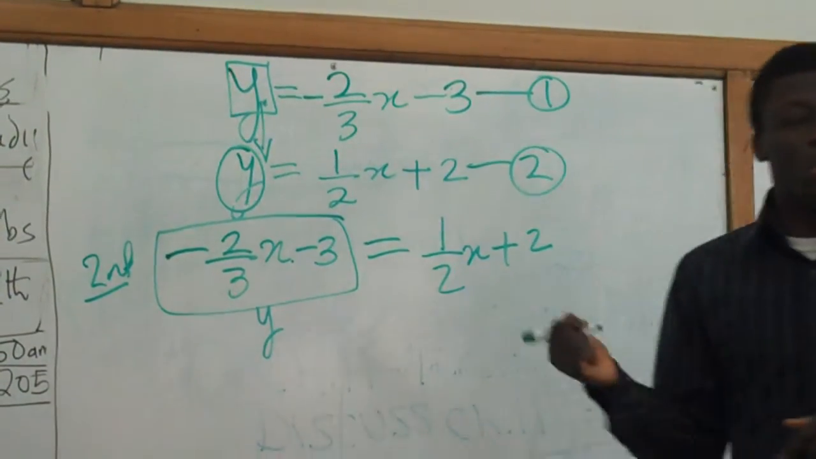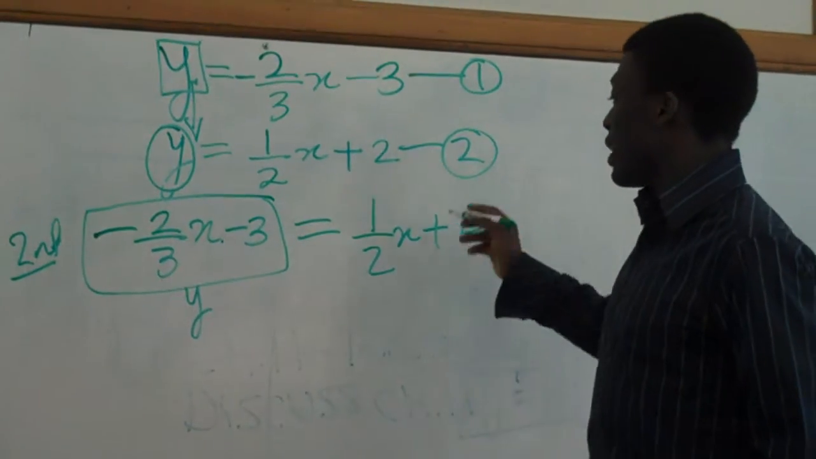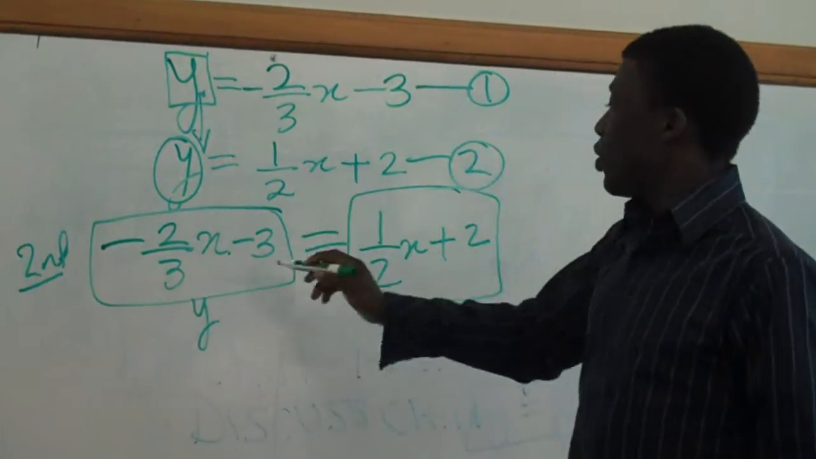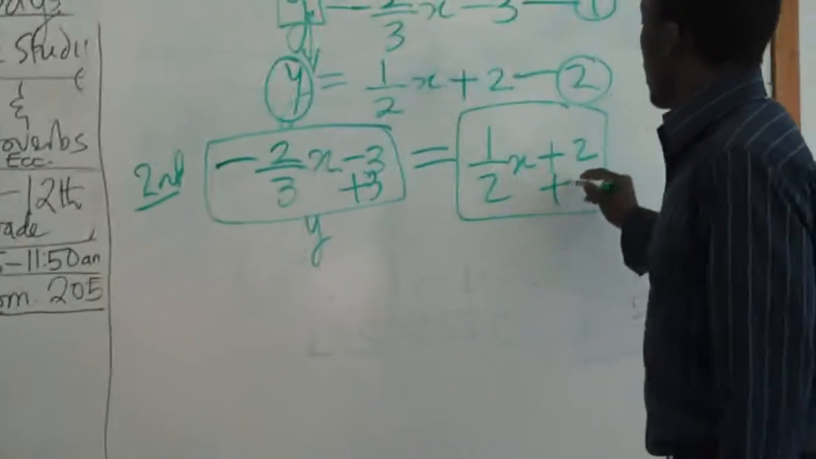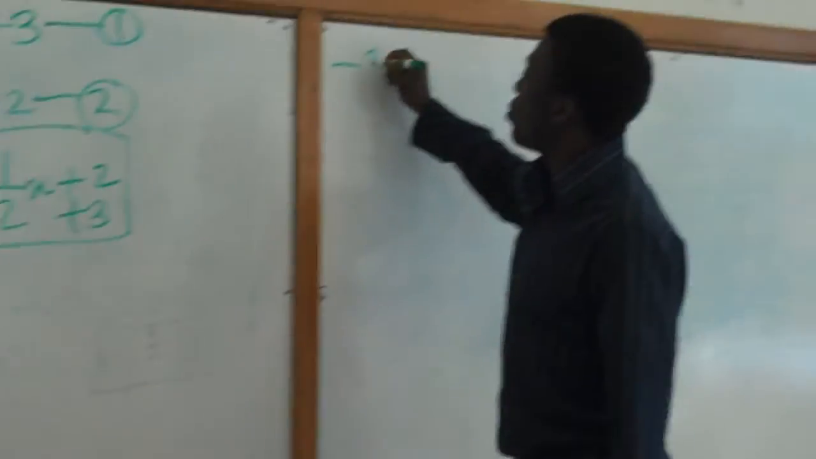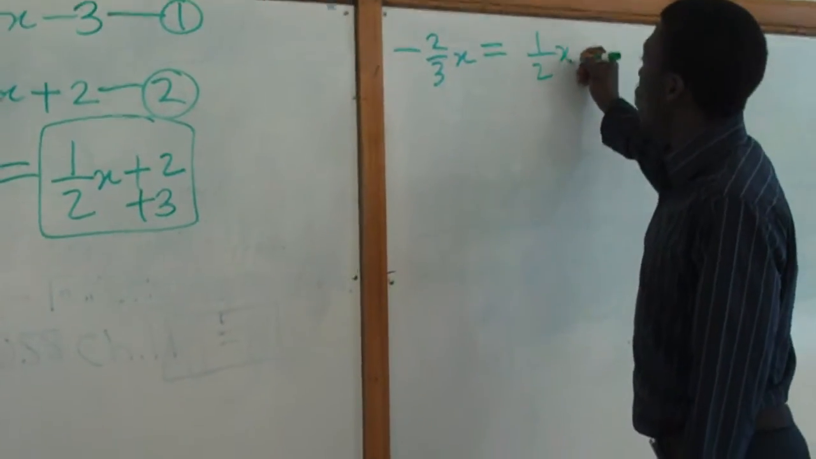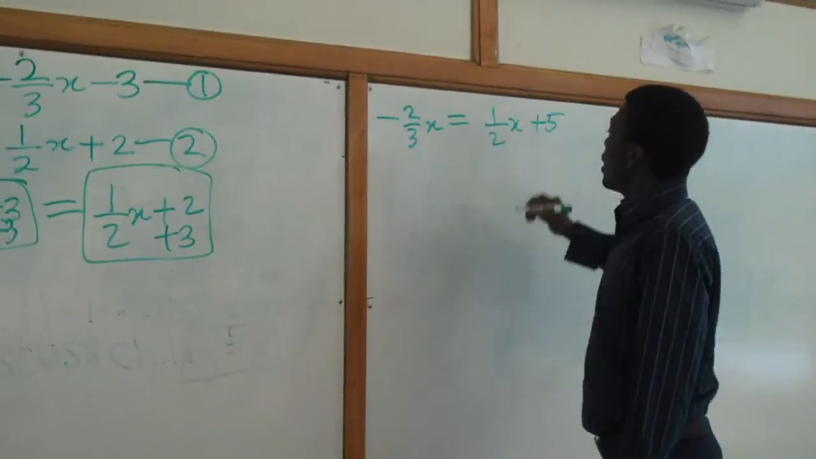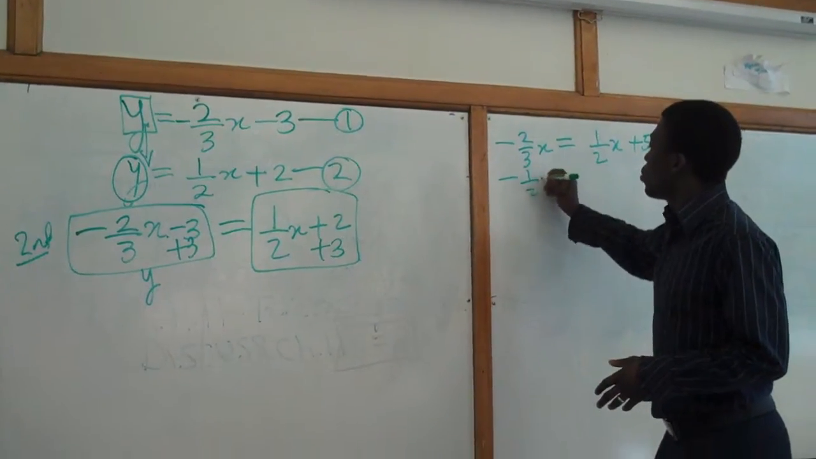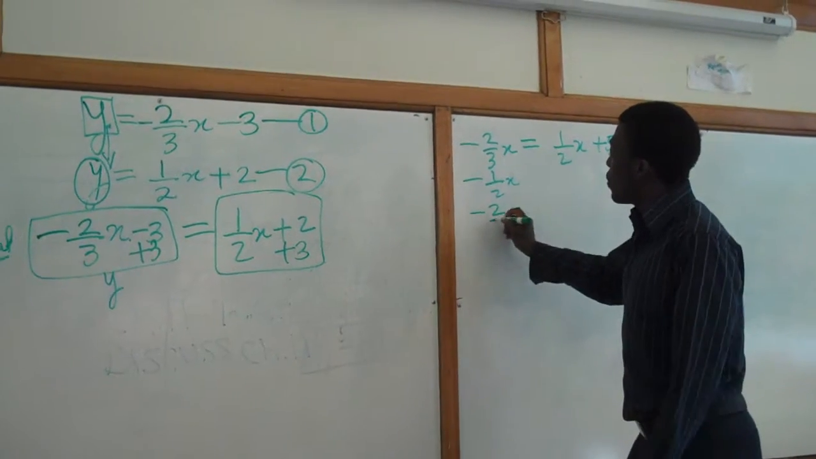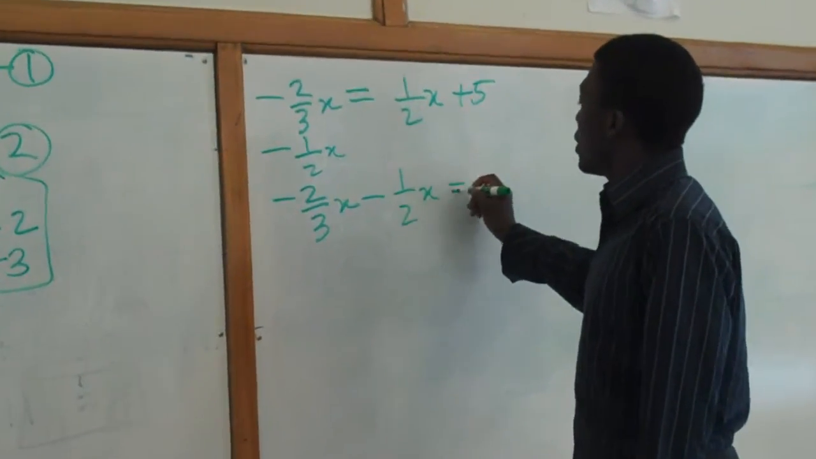All you have to do at this point is make x the subject of the formula. All that needs to happen is you put like terms together. You add 3 to both sides, and so you have minus 2 over 3x is equal to 1 over 2x plus 5. The next step is to bring this to this side, so you have minus 1 over 2x. So minus 2 over 3x minus 1 over 2x is equal to 5.